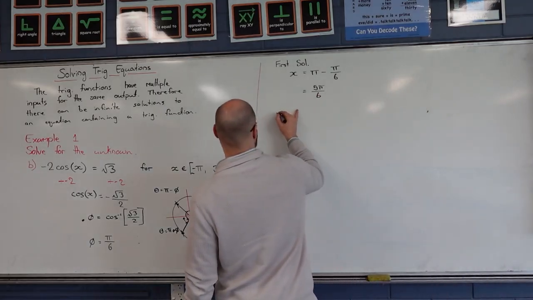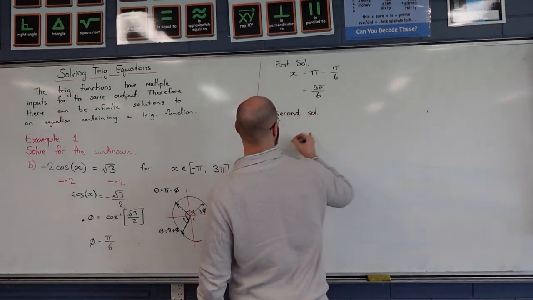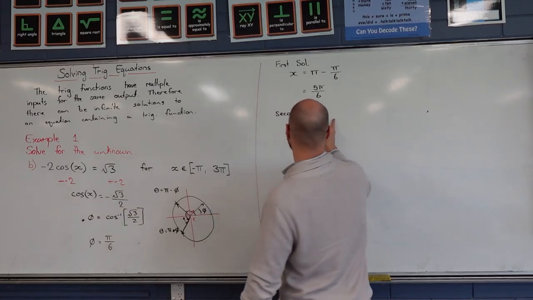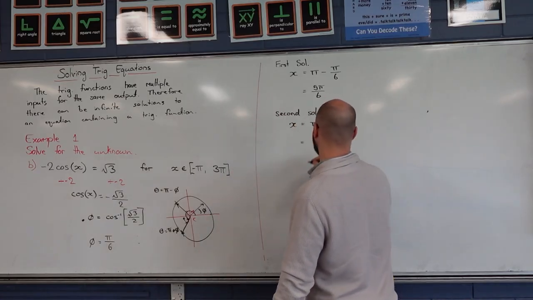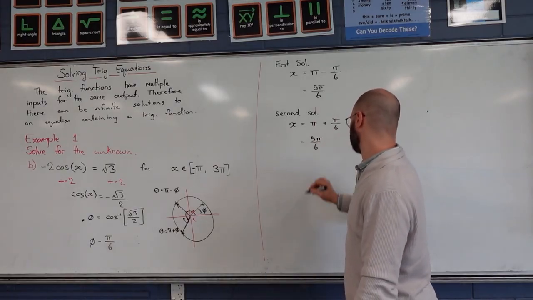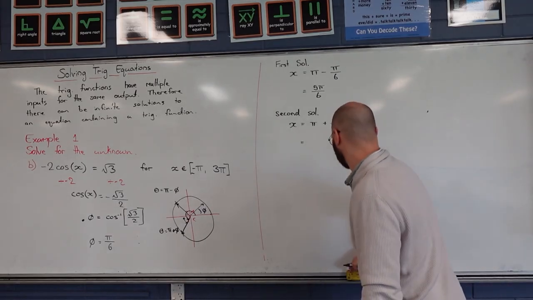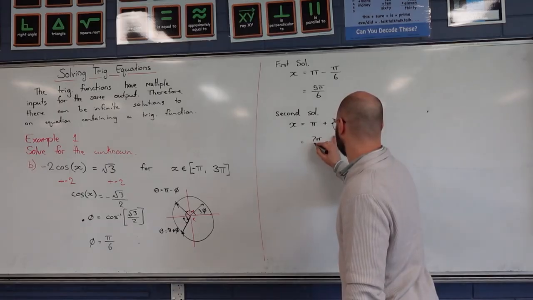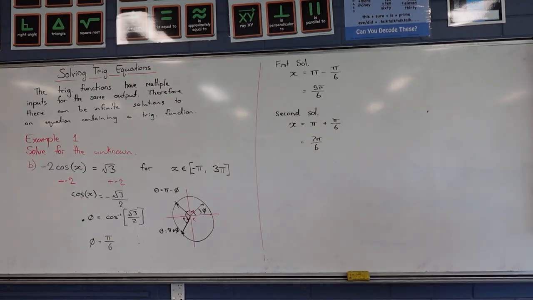For our second solution, we're going to get x equals pi plus pi on 6. So that means we're going to get 5 pi's over 6. Not that. We're going to get 7 pi's over 6. Is that solution okay? Yep, that one works. But there's a problem here.